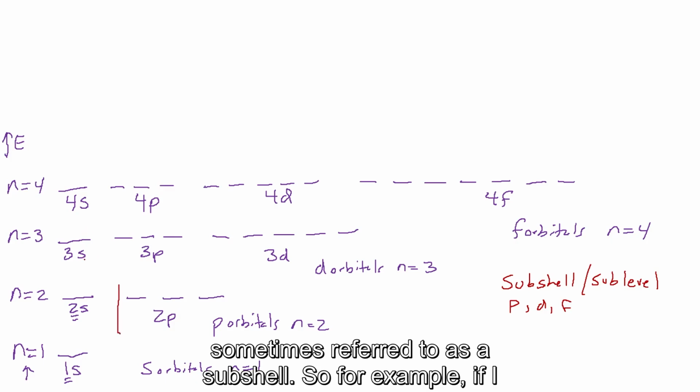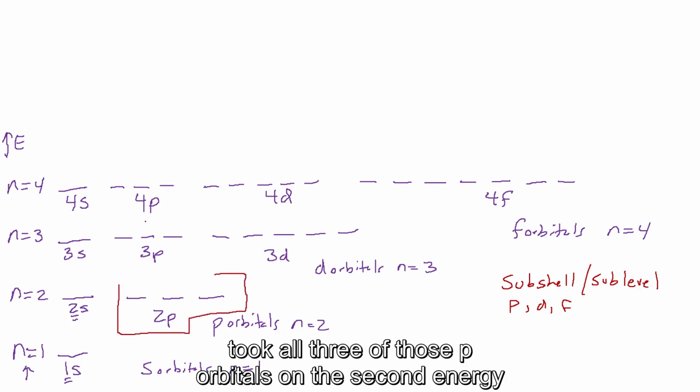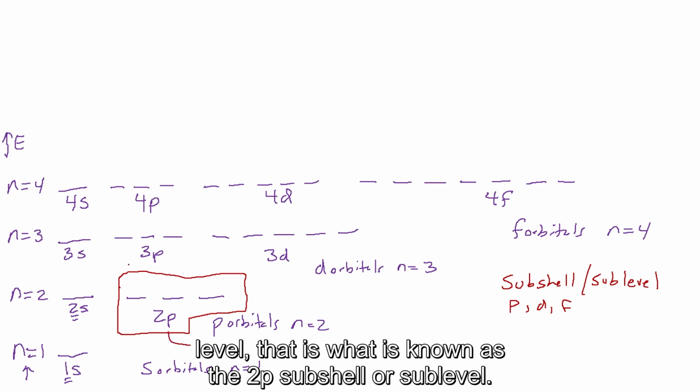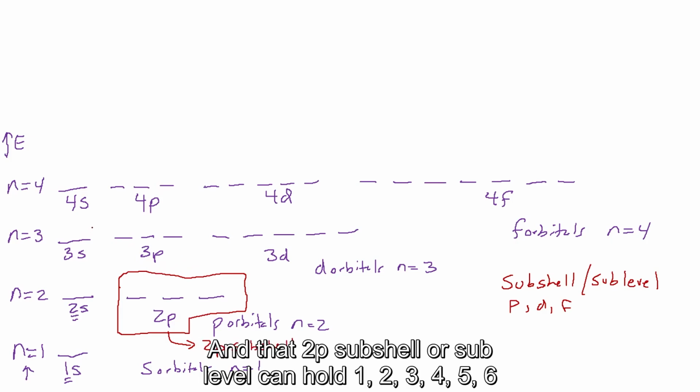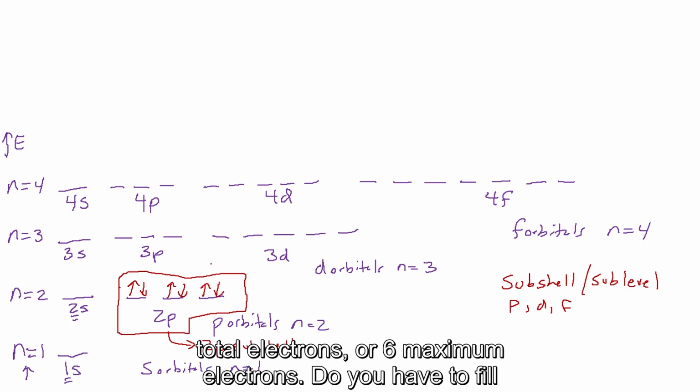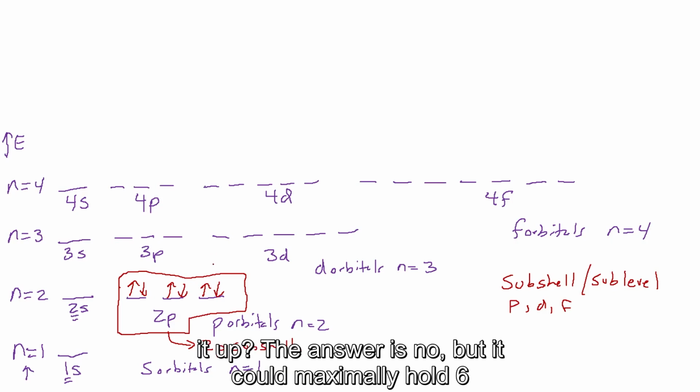So for example, if I took all 3 of those p orbitals on the 2nd energy level, that is what is known as the 2p subshell or sublevel. And that 2p subshell or sublevel can hold 1, 2, 3, 4, 5, 6 total electrons, or 6 maximum electrons. Do you have to fill it up? The answer is no, but it could maximally hold 6 electrons.